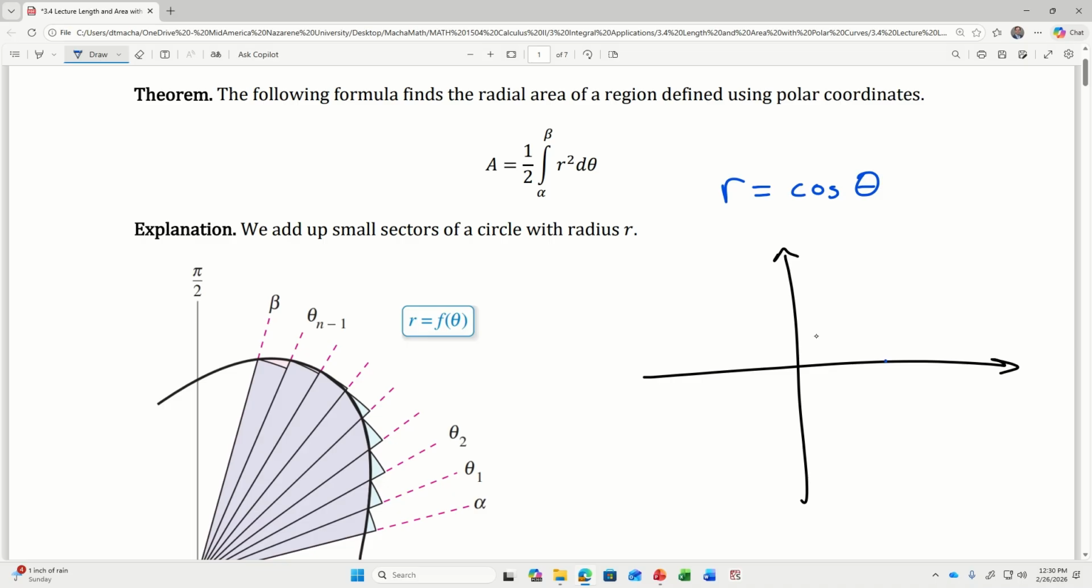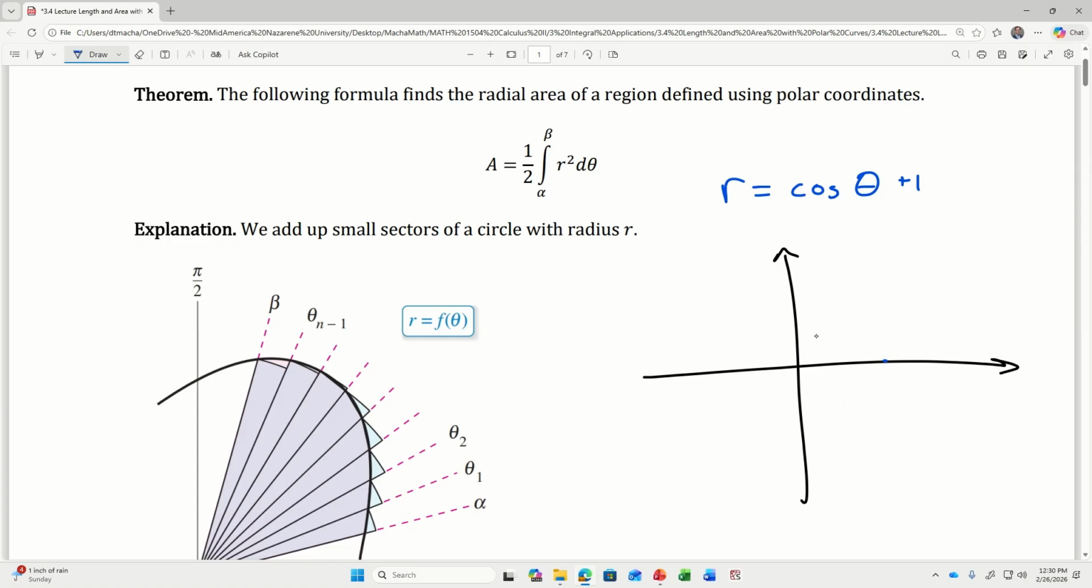When theta gets around to pi over 2, how would this graph look? Cosine of pi over 2 is 0, right? So it would look like going from 1 to 0, and then, oh yeah, that would just be a circle. It's kind of a boring function. Let's do something else. Let's do cosine of theta plus 1 and see what that would look like.